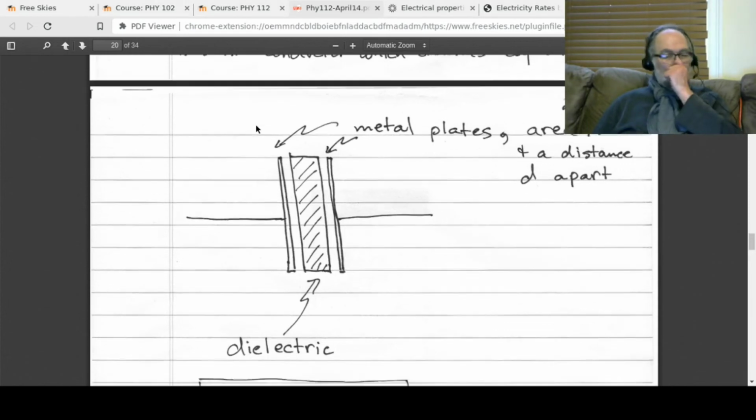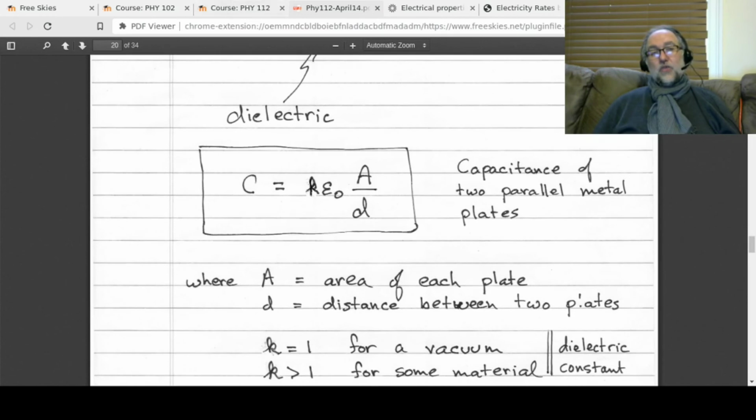And without proving to you why this equation holds, it's not that hard to prove, but I'm not going to do it, the capacitance of parallel plates is equal to the area of the plates divided by the distance between them, multiplied by epsilon naught, which is a constant of nature, which I'll describe in just a second, and K, which is the dielectric constant, which is purely a property of the material there. Okay, let's talk about the A and the d first.